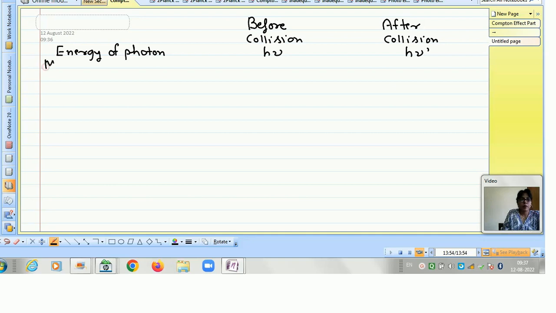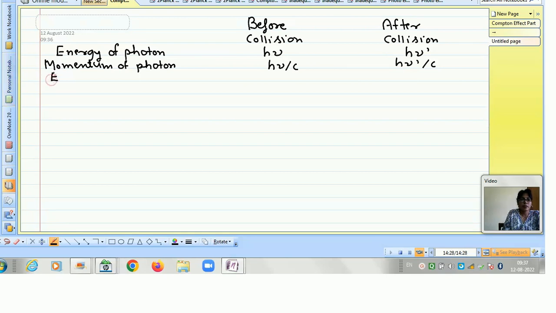Then the momentum of photon. Now the photon has rest mass 0. So if we write the formula of momentum as m into v, then this momentum will become 0. So in the case of photon, the momentum is given by E by c. So it is h nu by c. And here the momentum is h nu dash by c.